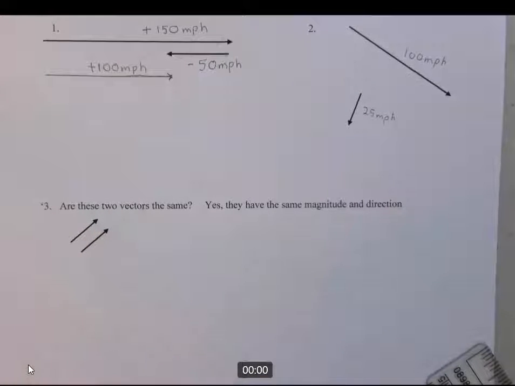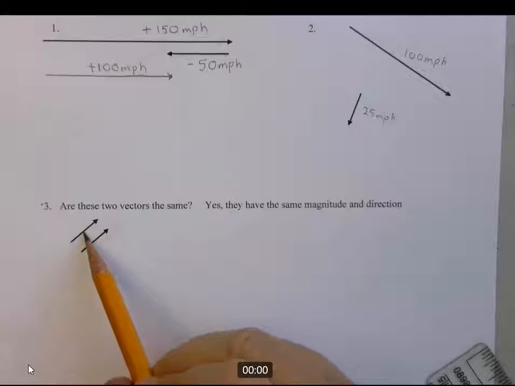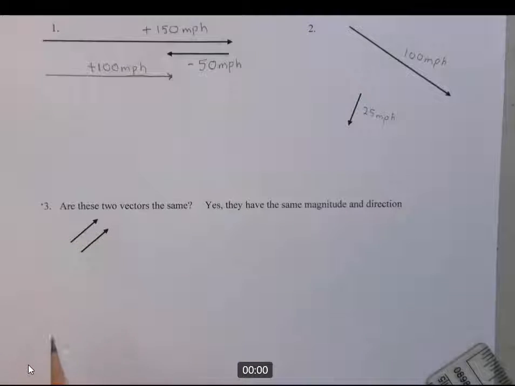Are they the same? They're the same length. They're going in the same direction, but they're in two different places. Are they considered the same? And the answer is right here. Yes. They have the same magnitude and direction. So the point is, you can move a vector around as long as it has the same length and is pointing in the same direction. It's considered to be the same vector.